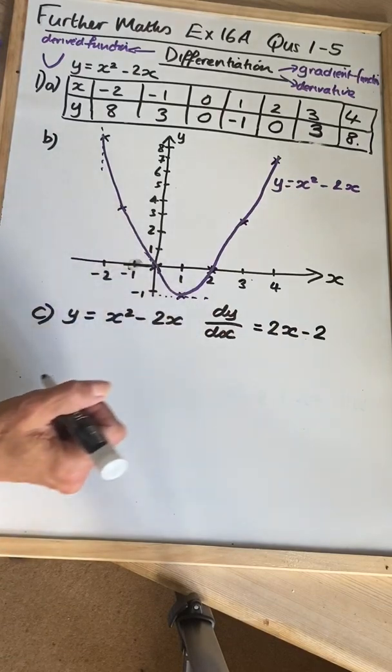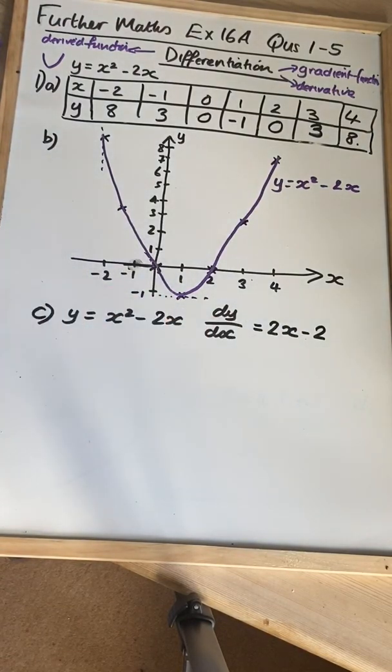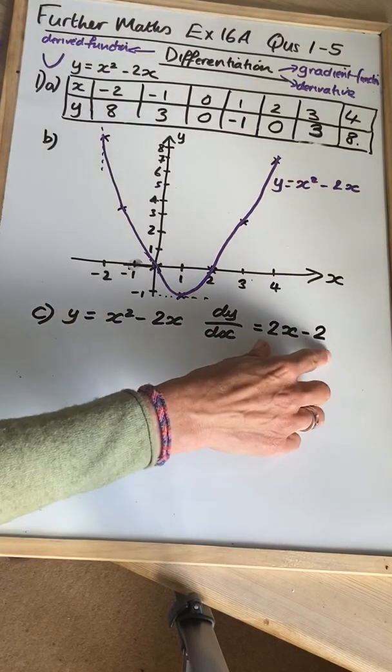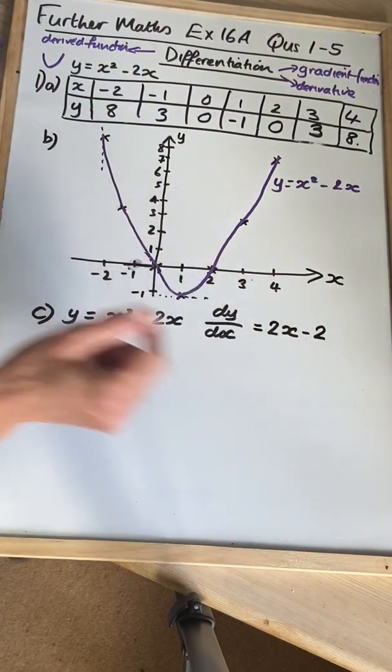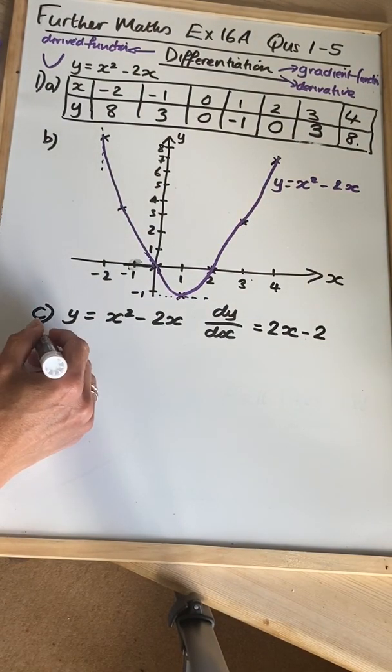And we reduce the power by 1. That takes it to being a 0, so that x just becomes a constant on the end there. Okay, so that's our gradient function. And then they basically just want the gradient of the curve at various points.